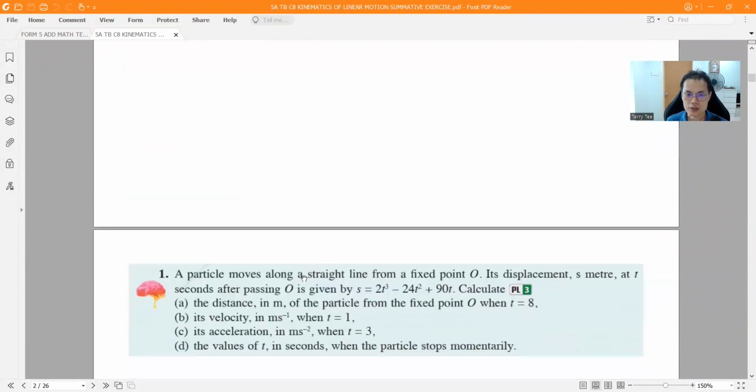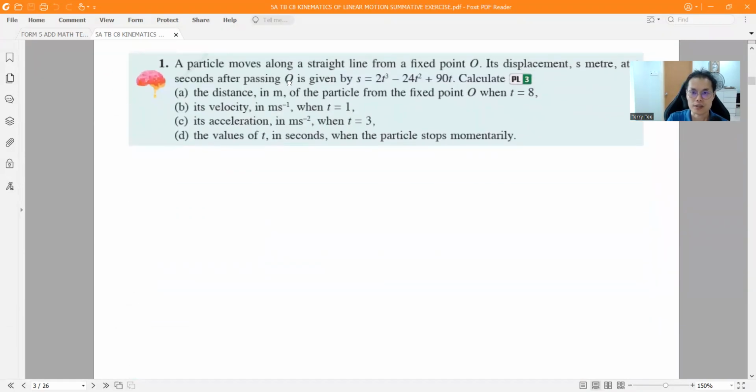Okay, let's get straight to the first question. A particle moves along a straight line from a fixed point O. The displacement function is given like this. Calculate the distance from point O when t is 8.